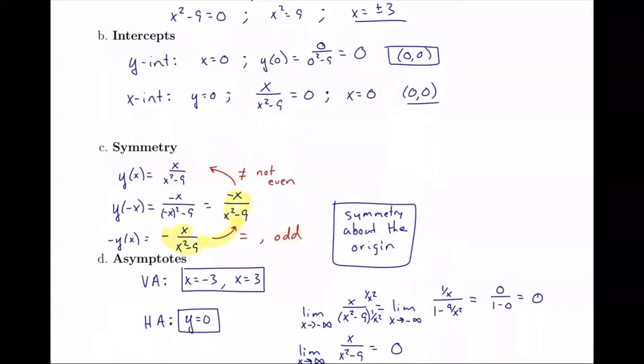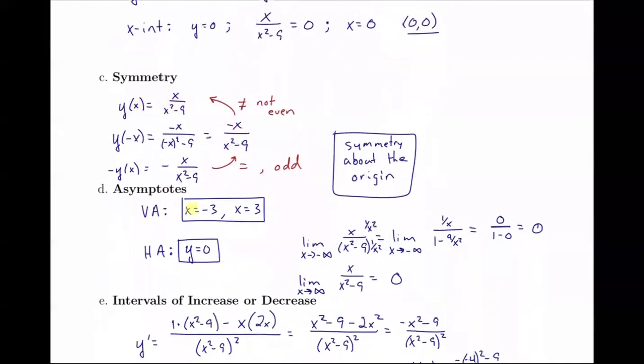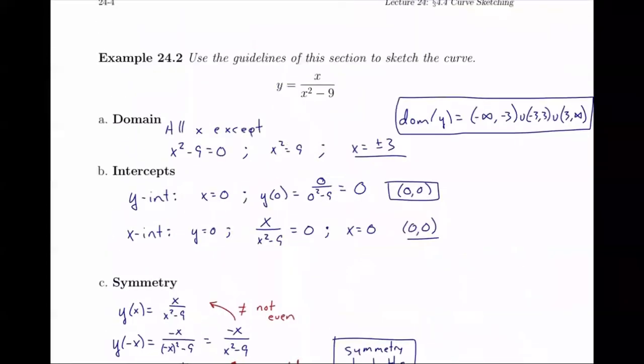The function's odd, it has symmetry about the origin. Remember, that's rotational symmetry by 180 degrees. We'll talk about that when we go to graph this thing. Asymptotes, we've already had a heads up. x equals negative 3 and x equals positive 3 were potential asymptotes. What you'd want to check is the limit as x approaches 3 or x approaches negative 3, and you'd see that, yes, of course, that's a positive or negative infinity.